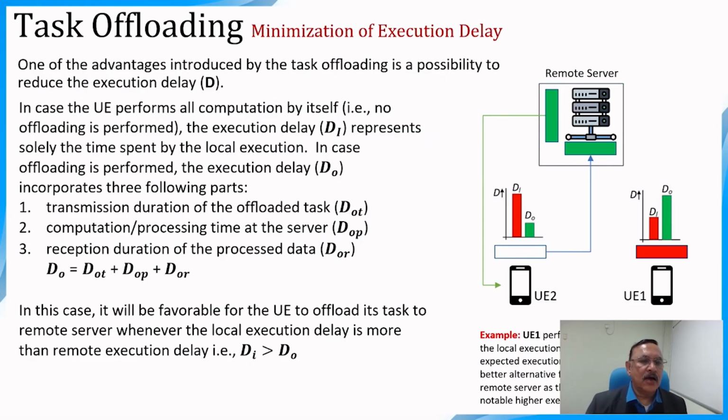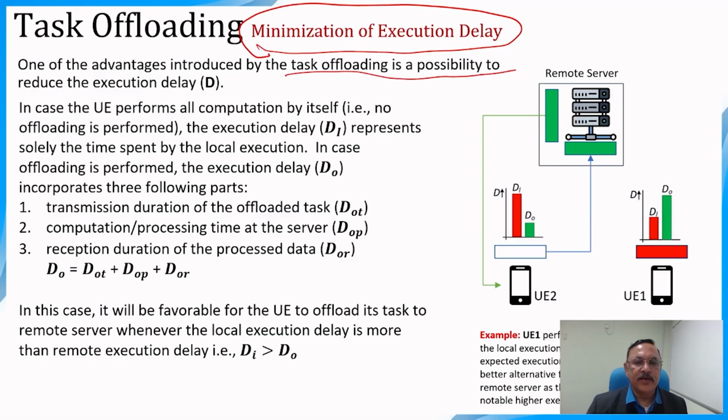So, let us see task offloading with the objective of minimizing the execution delay, and how that is done. One of the advantages introduced by task offloading is the possibility to reduce the execution delay, D. In case the UE performs all the execution by itself, with no offloading, the execution delay, D_I, represents solely the time spent on local execution. In case offloading is performed, the execution delay, D_O, incorporates 3 different parts: the transmission duration of the offloaded data, the computation or processing time at the server, and the reception duration of the result. So, D_O has 3 components.